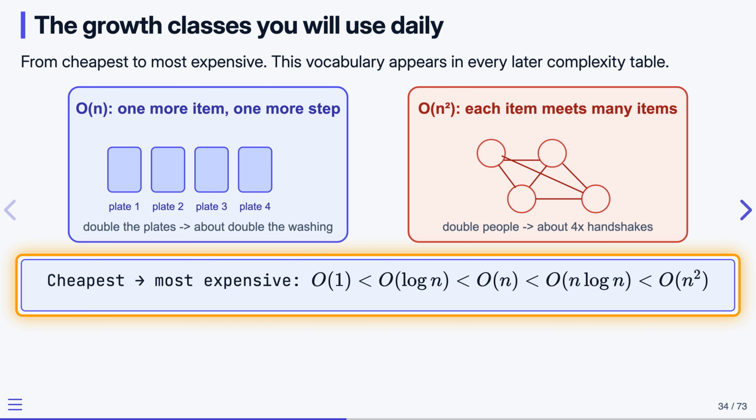Now look at the full order from cheapest to most expensive. Big O of 1, then big O of log n, then big O of n, then big O of n log n, then big O of n squared. You will see this later in every later cost table.